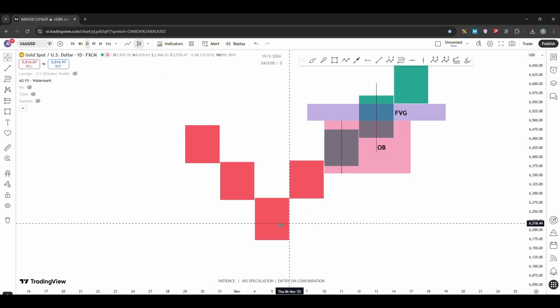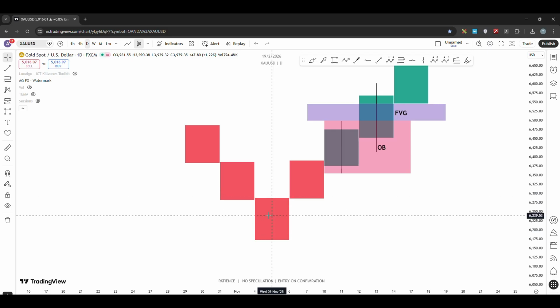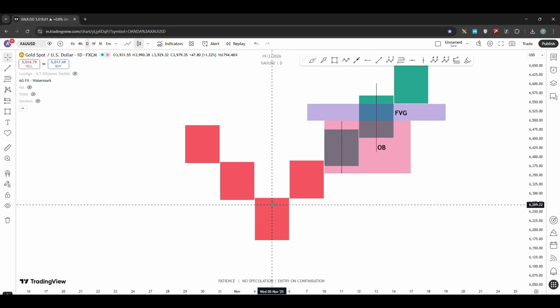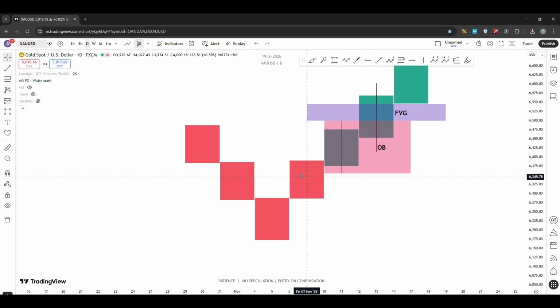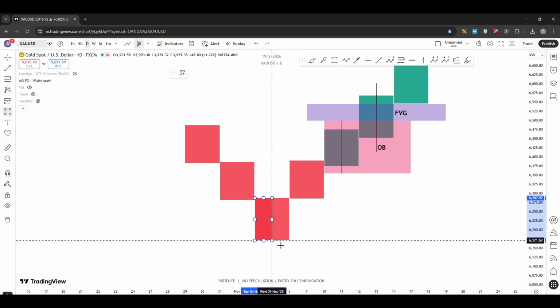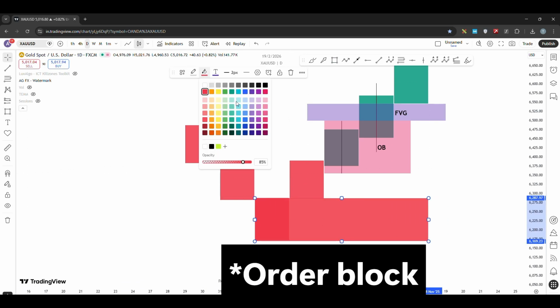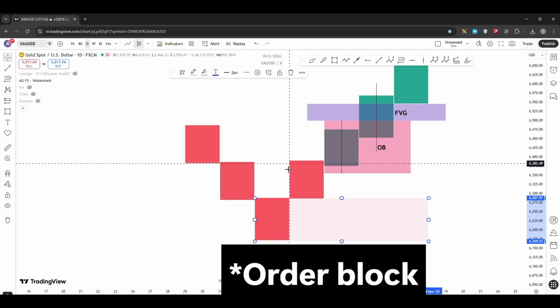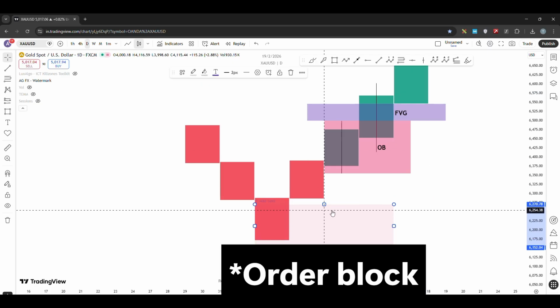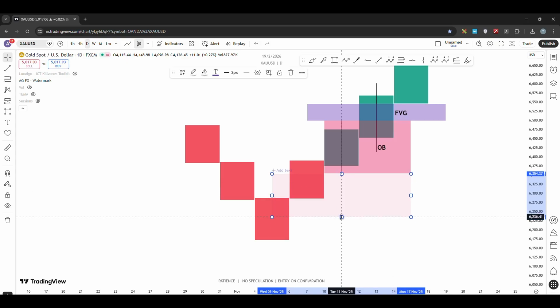So in this case, will this become an order block candle? Then the answer is yes. Why? Because along with it, we have got a fair value gap. In this case, this will also become an order block candle, right? Because along with this one, we have got a fair value gap.